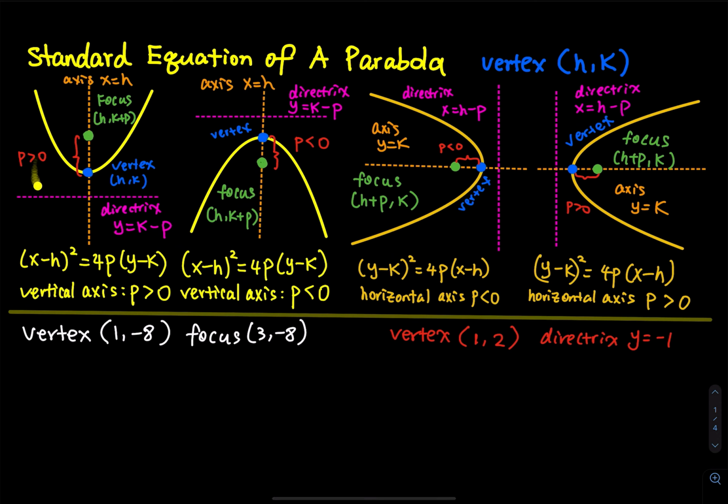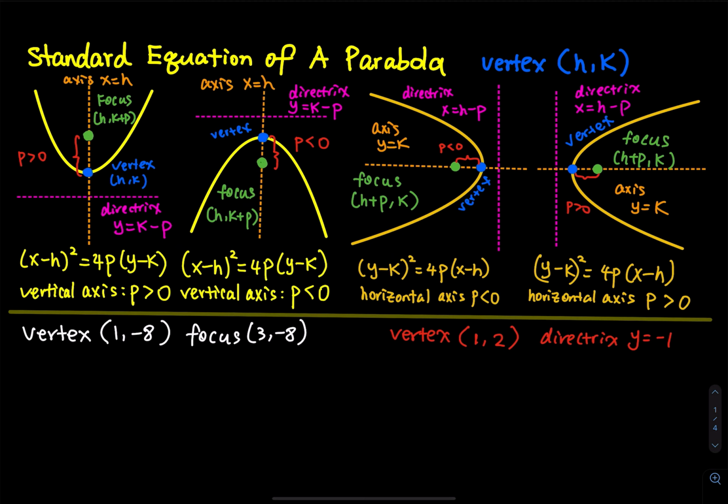And then the difference between the first and the second graph is, the first graph is facing up, p is positive. The second graph is facing down, p is negative. And then let's take a look at the equation as well. For both equations, we have (x minus h) squared equals 4 times p times (y minus k). And notice that as we move on, you have to memorize that this p is part of the equation. All right, so 4 times p, this p is part of the equation.